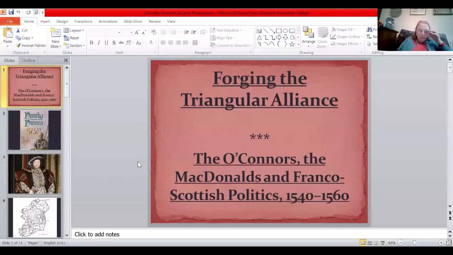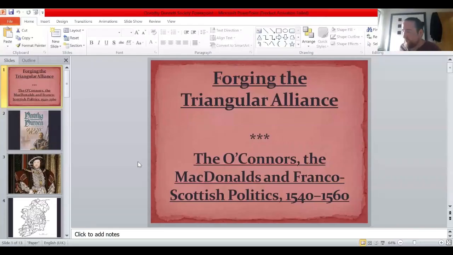Okay, so as you can see there, I tweaked the title ever so slightly, I would imagine, from how it went out on Facebook and other things. So, forging the Triangular Alliance, the O'Connors, the MacDonalds, and Franco-Scottish politics, roughly 1540 to 1560, although I'll go a little bit either side of those particular dates. So the Triangular Alliance here, just to foreground it, is kind of between the Irish, the Scots, and the French.